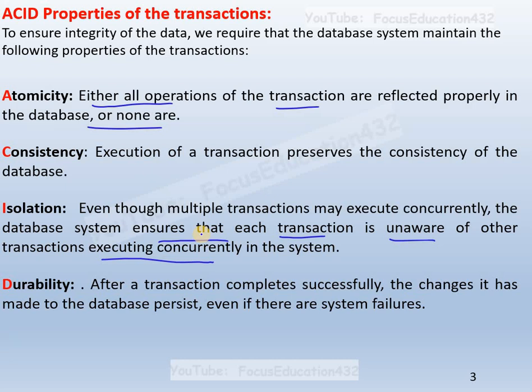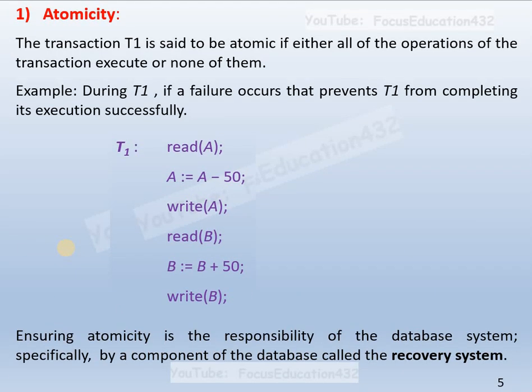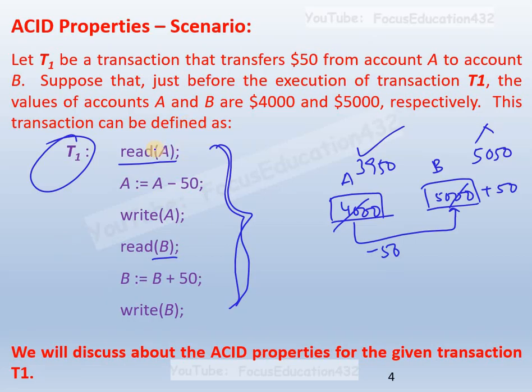Isolation means the inconsistent values may happen during the transaction, right? For example, if we see this example here, same example, when account A is updated. So at this stage, write A means what? Account A is updated. So initially what is A? 4,000. Now at this stage, what is the value of A? That is 3,950. That means account A is updated.